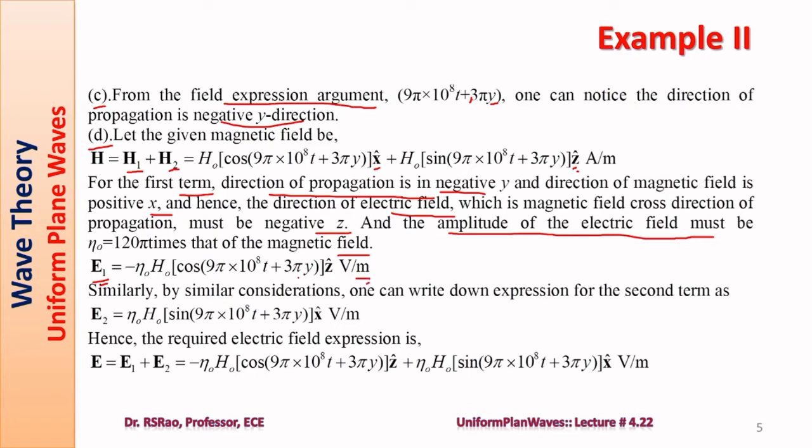In the same way, E2 corresponding to H2 can be written. It turns out to be eta naught H naught sin(9 pi into 10 power 8 t plus 3 pi y) x cap volts per meter. Adding these two terms gives the complete expression for the electric field in the wave.